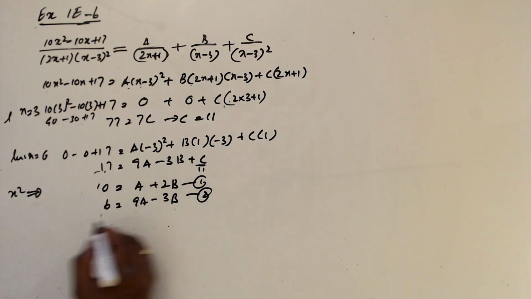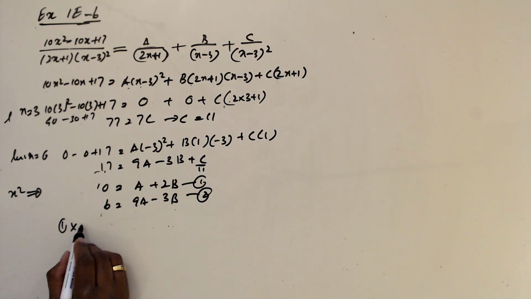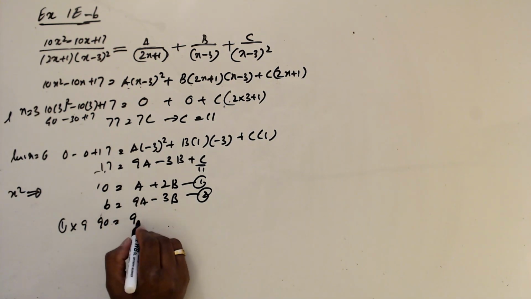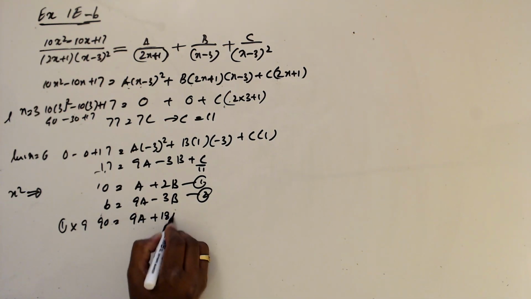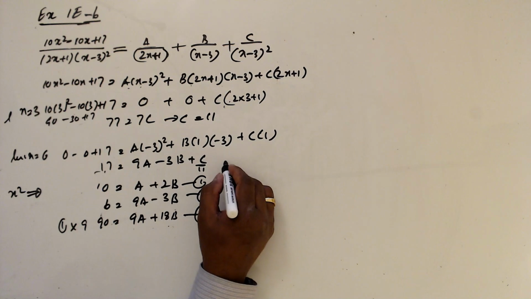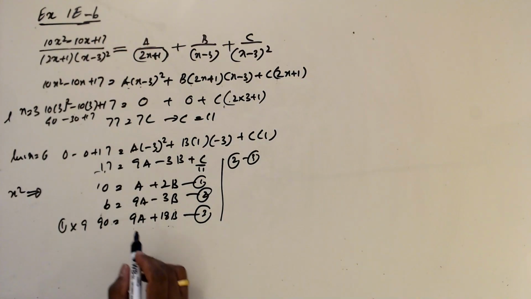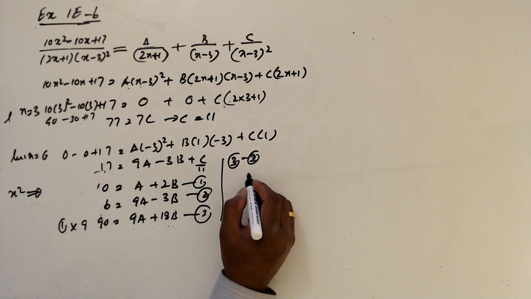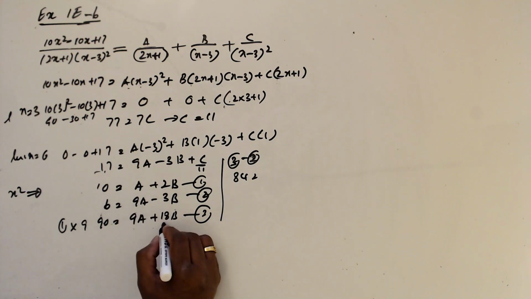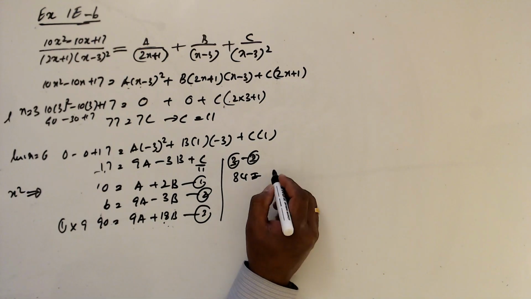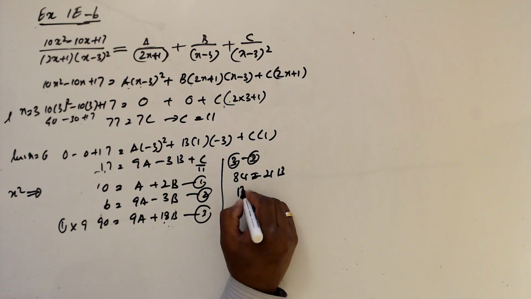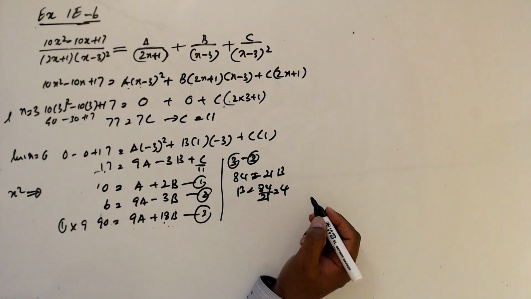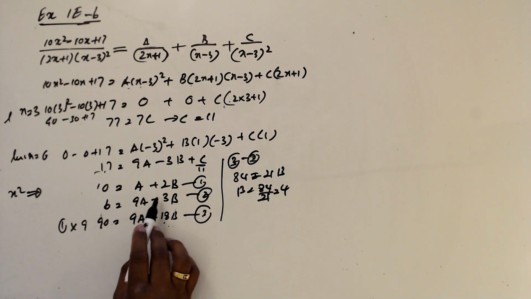So we'll multiply by 1 divided by 9. My plan is to eliminate 9A. So this is 90, 9A plus 18B. So this is 3. Then 3 minus 2, this has become 90 minus 6, 84. 9A cancels out. 18B minus minus 3B, that is going to be 21B. So B equals 84 divided by 21, that is going to be 4. So B equals 4.